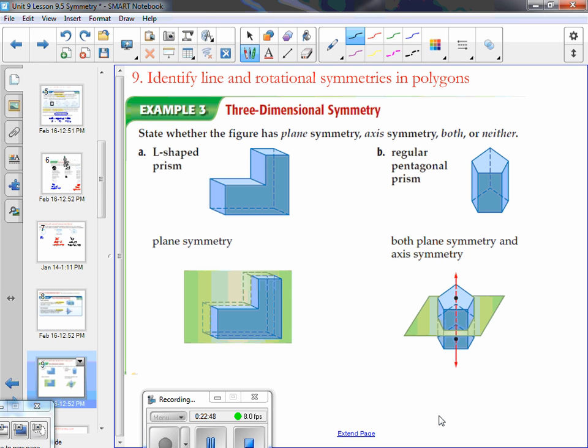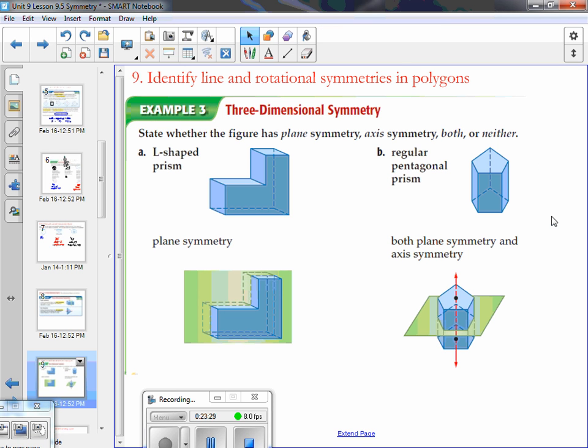we'll see that for part A, that L-shaped prism, right? A prism is a three-dimensional figure made up of polygons. Every surface is a polygon. And so that one has plane symmetry, but you got to cut the plane just right. You can't cut it this way. Can't do that. That plane's not going to do it. It has to be this one they drew here, which I don't really have the ability to draw. Not that talented. But it's got plane symmetry that way. And then look at B.